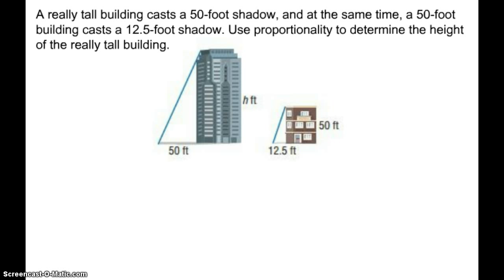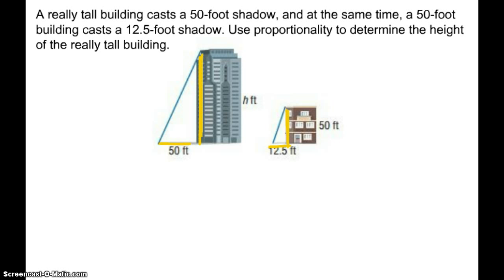A really tall building casts a 50-foot shadow. So here is the really tall building, and it casts a 50-foot shadow. It casts a 50-foot shadow, and at the same time, a 50-foot building, so here is the 50-foot building, casts a shadow that is 12.5 or 12 5/10 feet long. Use proportionality to determine the height of the really tall building.